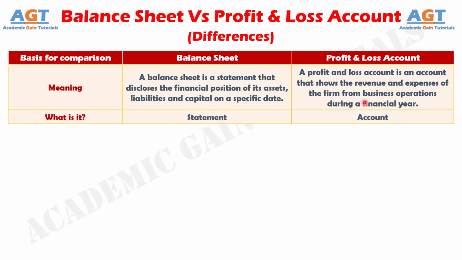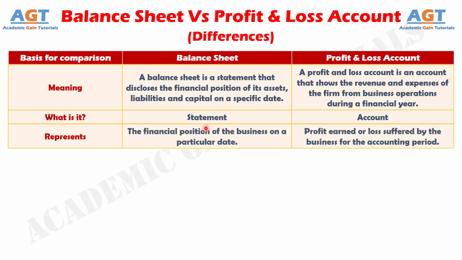Number 2. Because a balance sheet is a statement and not an account, it can be drawn up vertically or horizontally. On the other hand, a profit and loss account is an account. You must be wondering why a balance sheet is a statement and not an account. So, an account is created on the basis of journal entries, but a balance sheet is based on closing balances of the accounts and not journal entries.